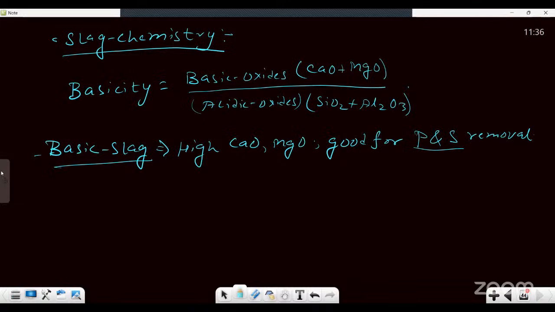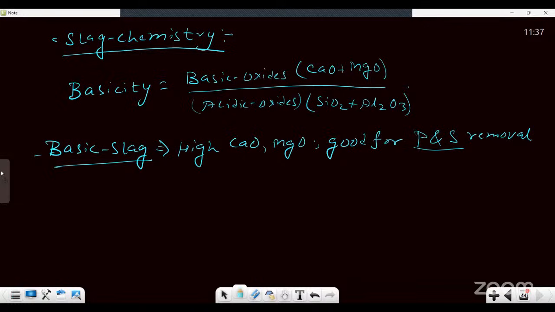Now, what decides the slag chemistry and volume? Obviously, you will say the burden chemistry. Burden chemistry means whatever we are charging. Say, for example, in the coke that we have charged, there is a lot of ash content, which is obviously not desirable, but we cannot help it, suppose.